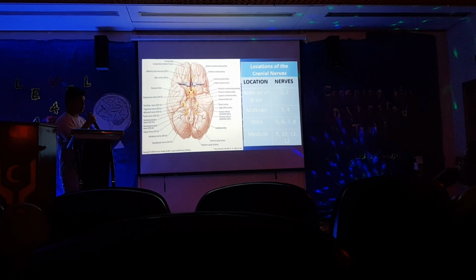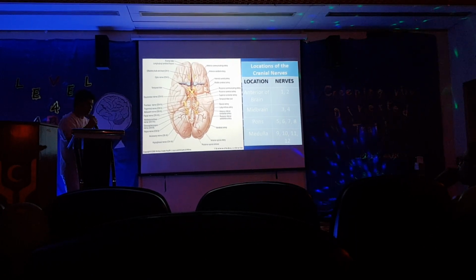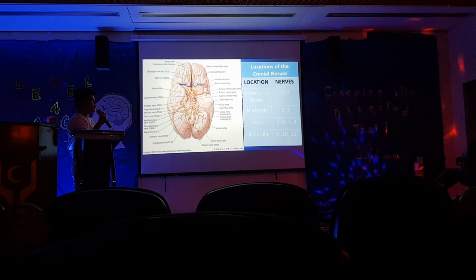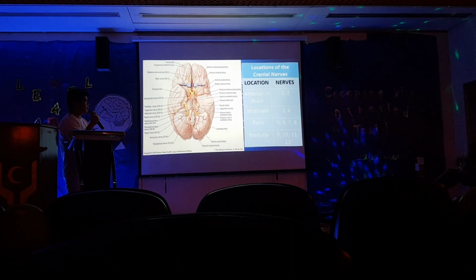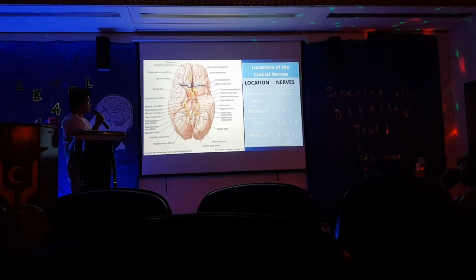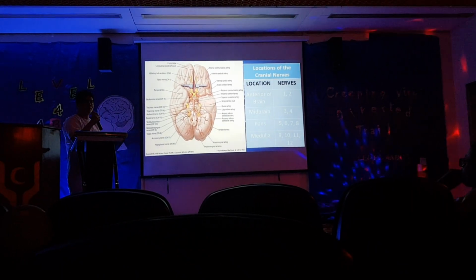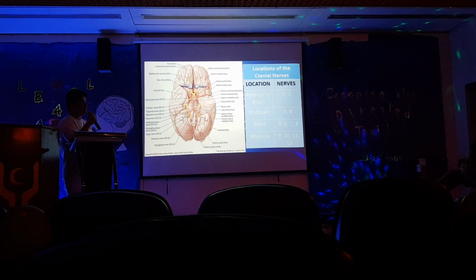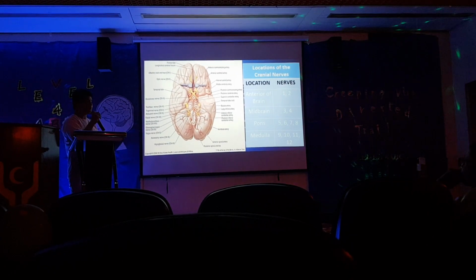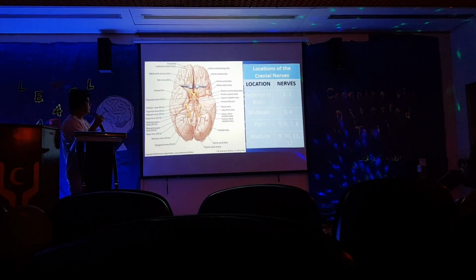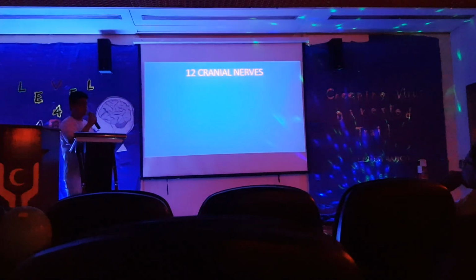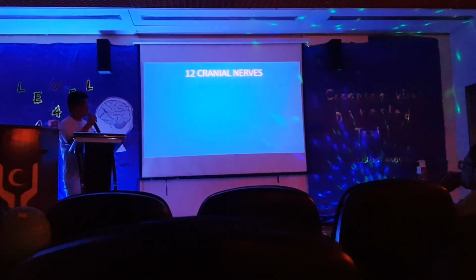And now, let us discuss the cranial nerves and their locations in the brain. Cranial nerves number 1 and 2 are located in the anterior brain. Cranial nerves number 3 and 4 are located in the midbrain. Cranial nerves 5, 6, 7, and 8 are located in the pons. Cranial nerves 9, 10, 11, and 12 are located in the medulla. And now let us discuss the 12 pairs of the cranial nerves and their functions.